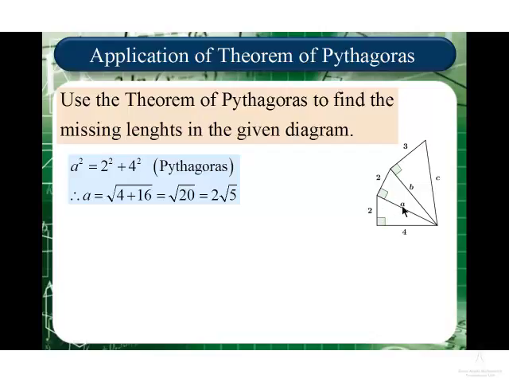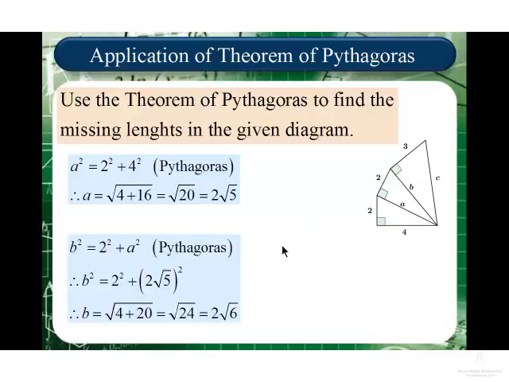So we know that A squared plus 2 squared must be equal to B squared, another application of Pythagoras' theorem. And just substituting the values and simplifying, we have again that B in this case is the square root of 24, or 2 times the square root of 6. So we found the value of the unknown B by using Pythagoras' theorem.